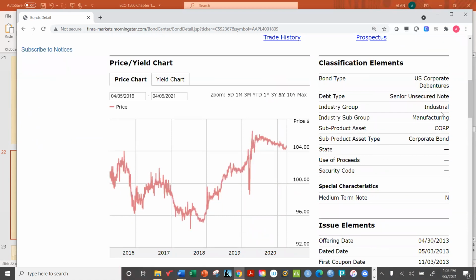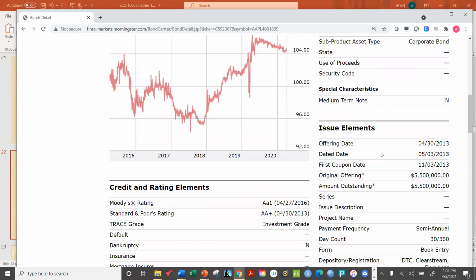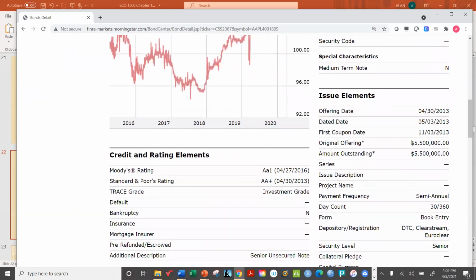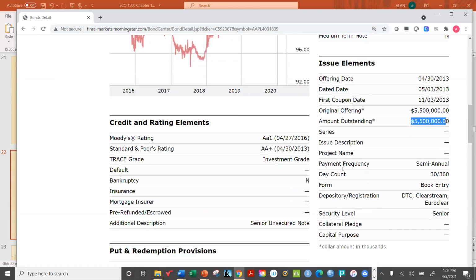Okay, so let's see what else we might need to know here. Originally this bond was part of a series worth $5.5 million. All of the bonds are still outstanding. None of them were called in. It makes semi-annual coupon payments, as we would have guessed. The day count, 30/360, means when they calculate your interest payments, they're treating each month as if it had 30 days and each year as if it had 360 days, which just makes things so much nicer.